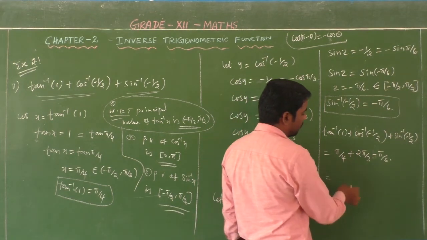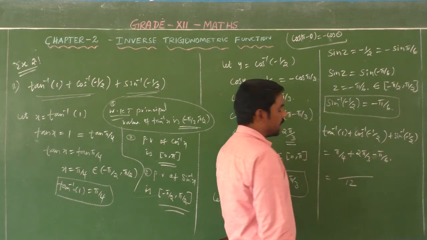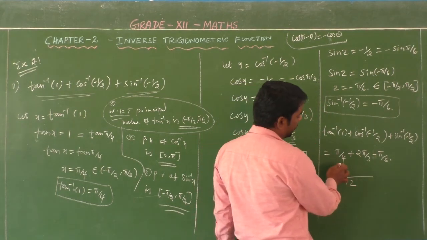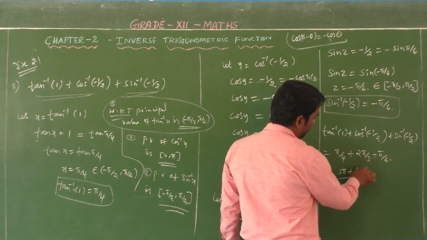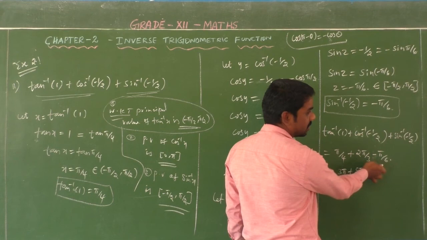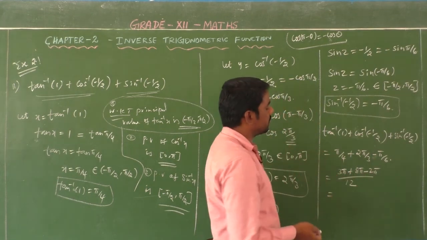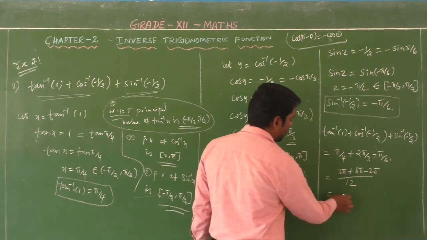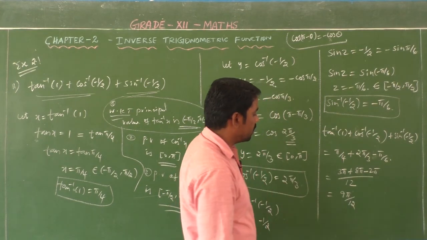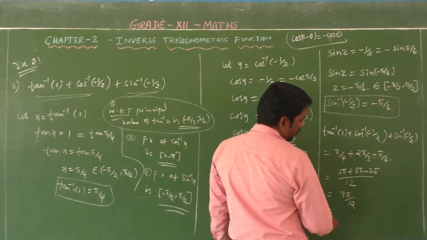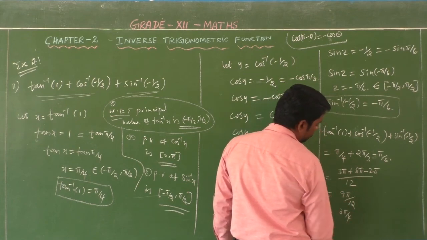So simplify these terms. The denominators are 4, 3, 6. Take the LCM, which is 12. So 3 fours are 12, so 3 pi. 4 threes are 12, so plus 8 pi. Minus 2 sixes are 12, so minus 2 pi. So 3 pi plus 8 pi minus 2 pi is 9 pi by 12. So 9 pi by 12, which is 3 pi by 4.